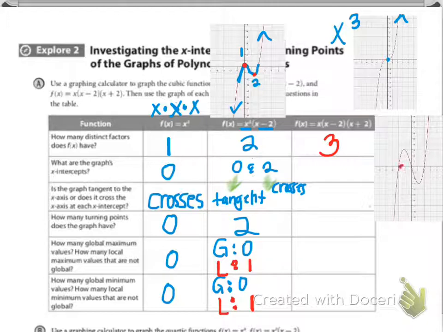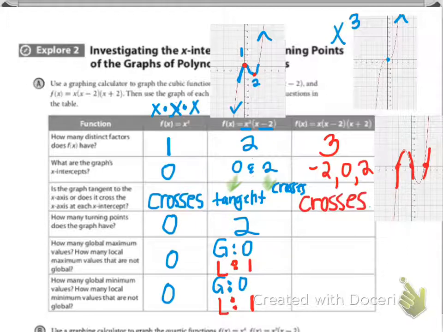Well, you can see it crosses here at -2. You can see it crosses at 0, and you can see it crosses at 2. The next question says, is the graph tangent to the x-axis, or does it cross the x-axis at each intercept? It crosses for every one. See how every single one just slices through, goes all the way through onto the other side, right? Here, and here, and here. So it crosses at all of them.